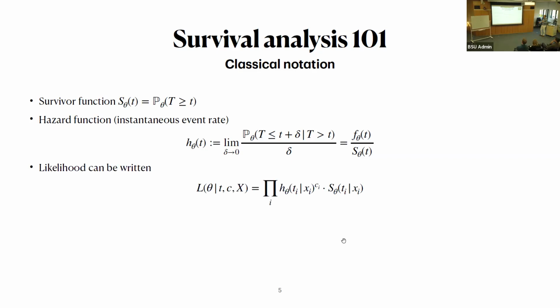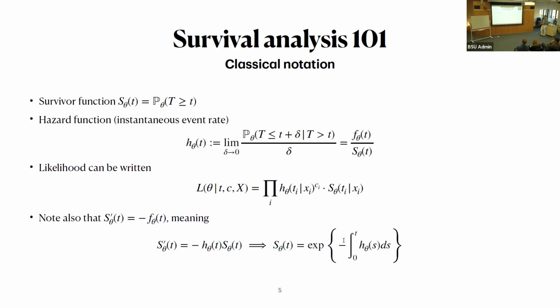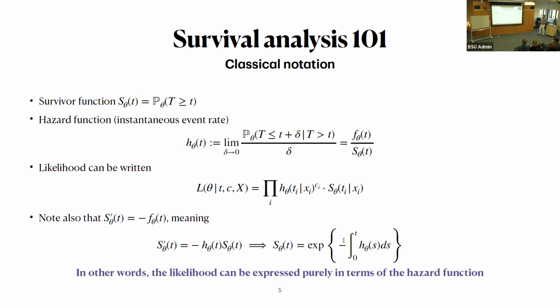So you can write this likelihood purely in terms of the hazard and survivor function. And you can also relate the survivor function to the hazard function like that. So, because you can express everything in terms of these quantities, it's evolved as a reasonable way to work in this field, to think primarily in terms of the hazard function. So everything can be expressed in terms of this hazard function. So when you're modeling survival data, we often just focus on this.